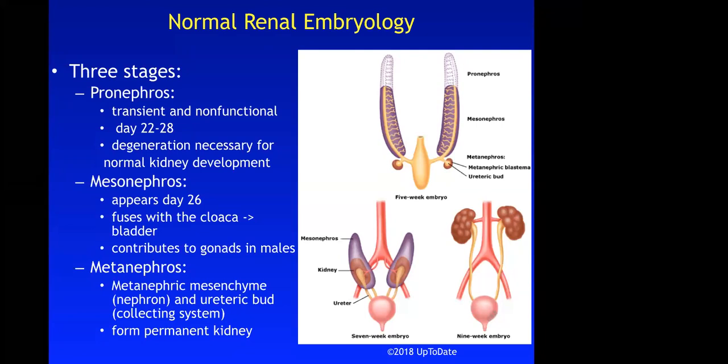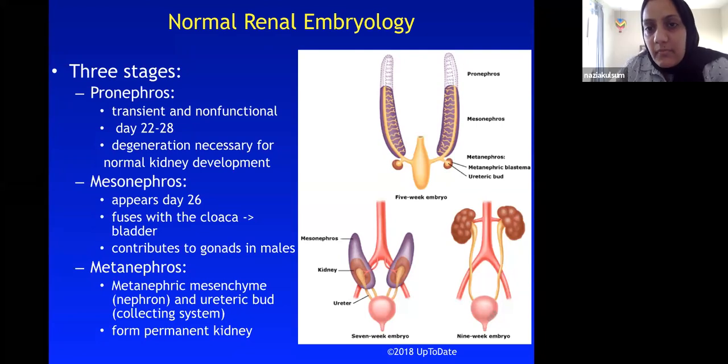Essentially, they are tubules which join the mesonephric duct on both sides, and the mesonephric duct opens into the cloaca, which ultimately forms your bladder. All these structures disappear except for a part of the mesonephric duct, which remains and contributes to the gonads in males.